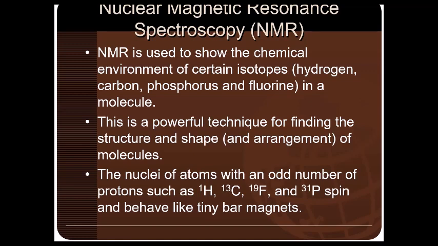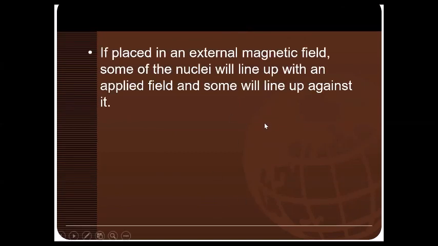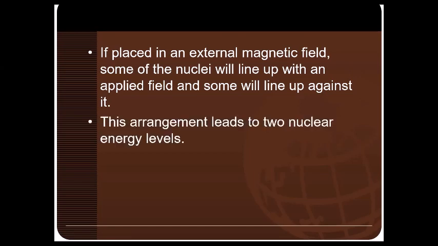All right. So, anyways, these types of atoms behave like tiny bar magnets. If you apply an external magnetic field, they'll either line up with or against the external magnetic field, as we saw in the animated slide. Some of the nuclei will line up with an applied field and some will line up against it. That arrangement leads to two nuclear energy levels.